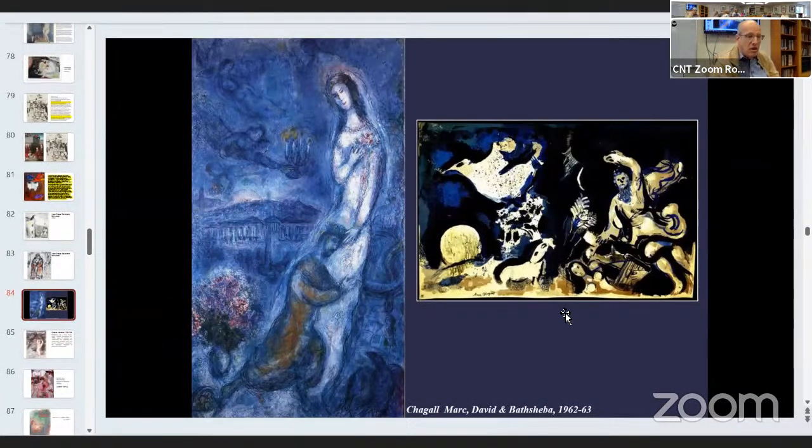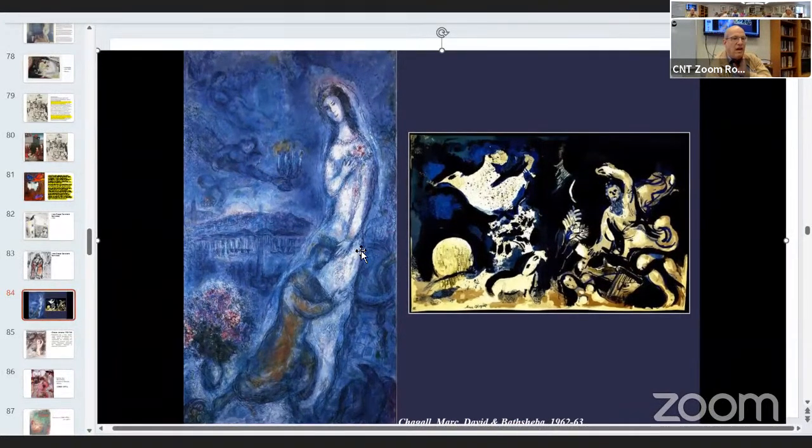Here's another one of David and Bathsheba. Actually, there are two more. I didn't bring all 17 paintings, but it could be just an interesting course just about Chagall and his paintings of Bathsheba. And here, this is fascinating. What is David doing here? Is this David? Is this maybe Uriah? Is this Uriah's soul floating here in the background?